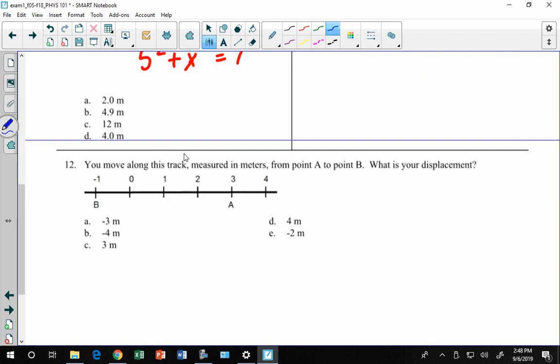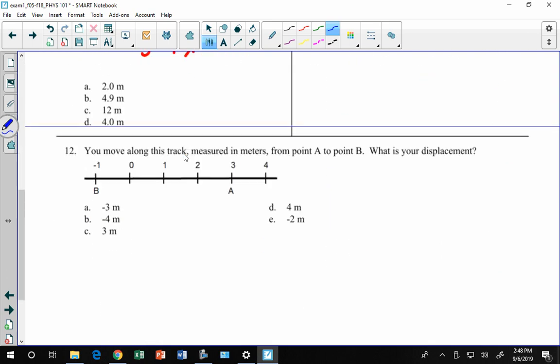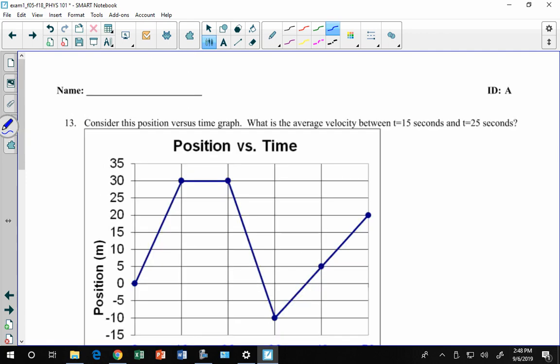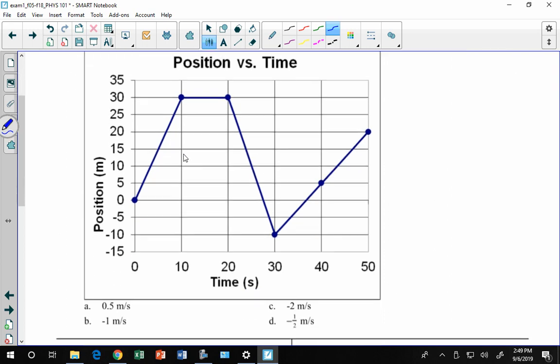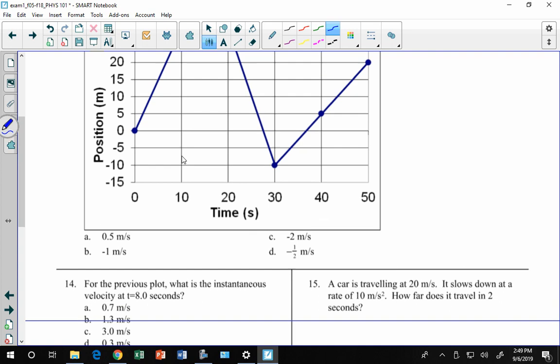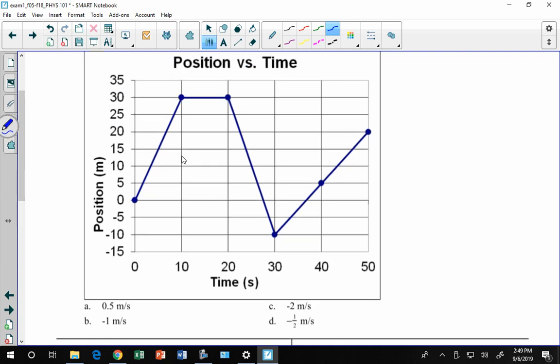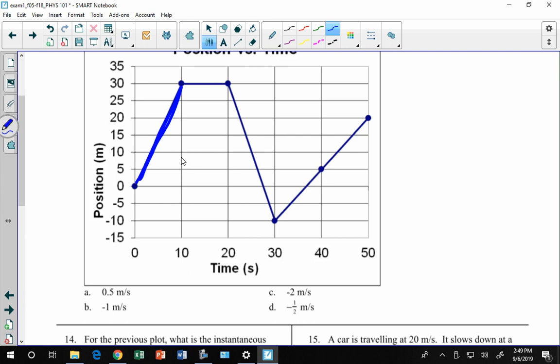Trig, estimation, displacement. Y'all know how to do the displacement, right? So displacement from A to B is going to be -1 minus 3. Final minus the initial position. So it's -4. Position versus time graphs, average velocity, we did that already. Instantaneous velocity at t equal 8 seconds, that would be the slope of this line, rise over run. Watch your, don't count the squares, look at the axes.